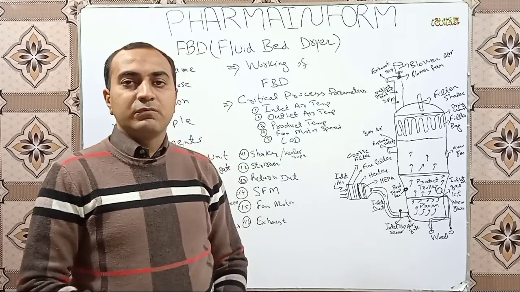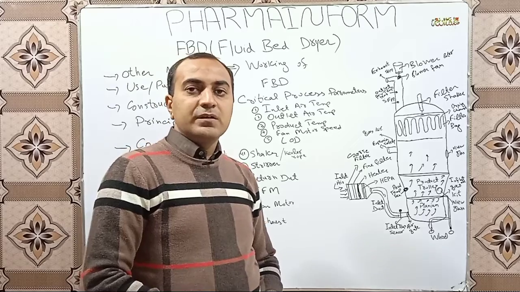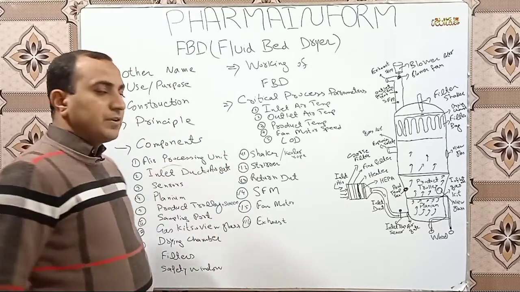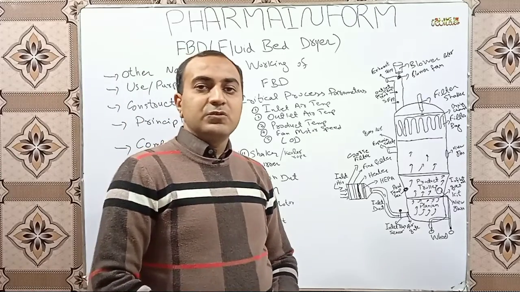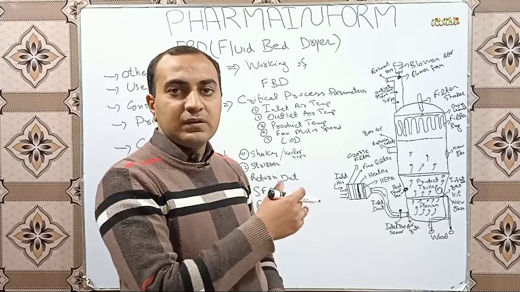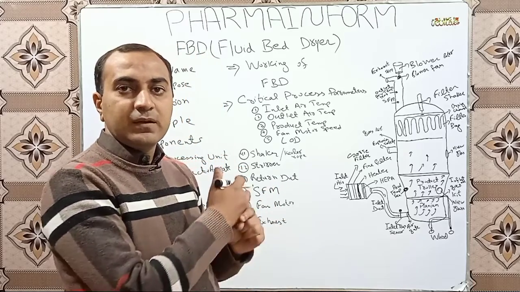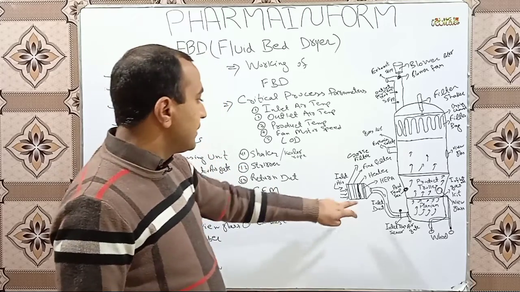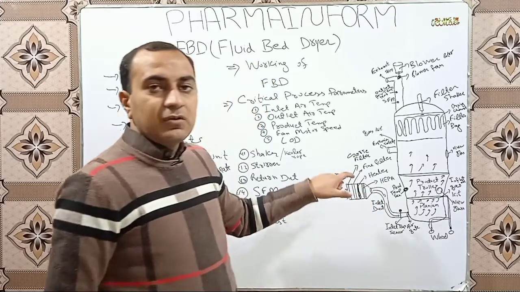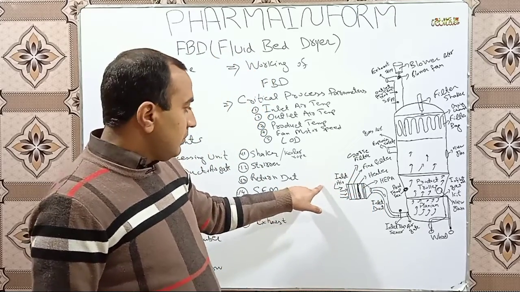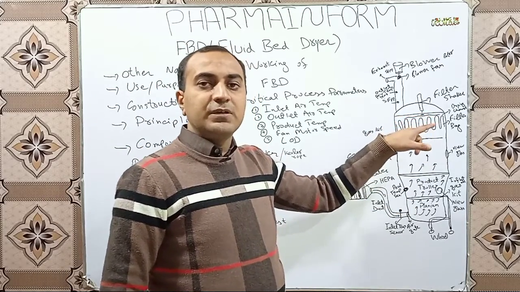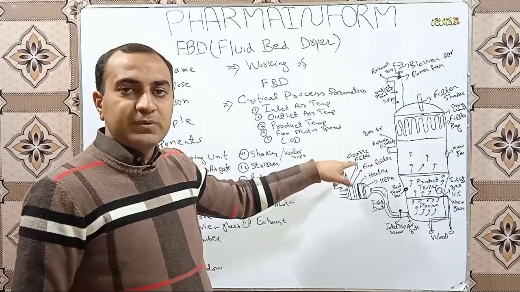So now we will discuss each part for easy understanding. Air processing unit. The air processing unit is basically for the processing of the air which we take from the environment for the FBD. This portion is the air processing unit. First of all, how is the air driven in the FBD? This is a very important and conceptual question.